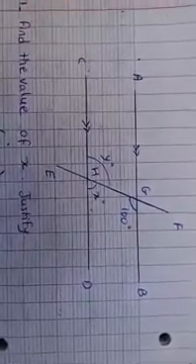Today we are going to solve this exercise in order to practice alternate, corresponding, and supplementary angles. Okay, so first we have to look at the given that line AB is parallel to line CD.